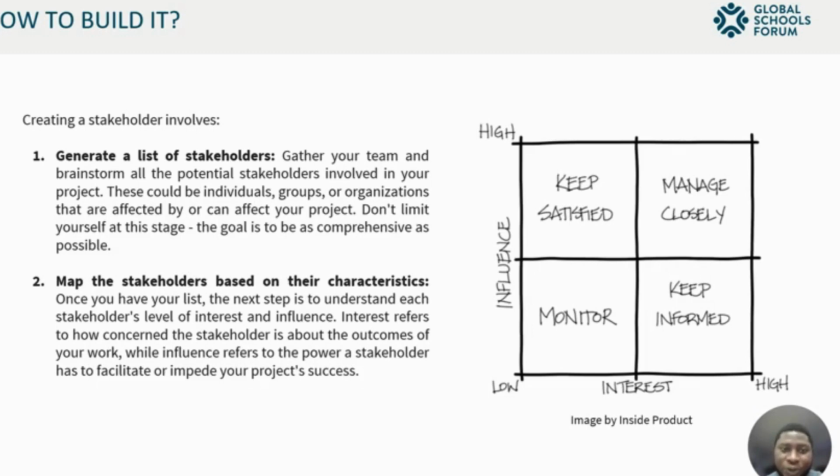Consider using the stakeholder matrix as shown in the diagram here. Try to understand the level of their interest as well as their influence. Interest refers to how concerned the stakeholder is about the outcomes of your work, while influence refers to the power a stakeholder has to impede or facilitate your project success. In the next slide, we discuss what type of relationship you should have with each stakeholder category.